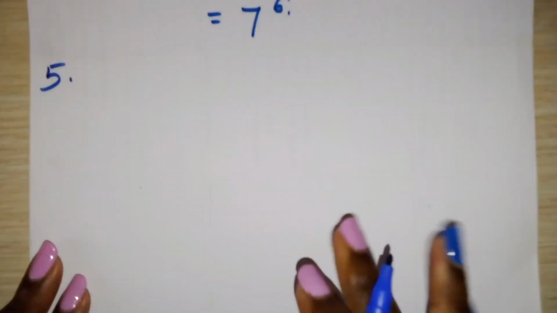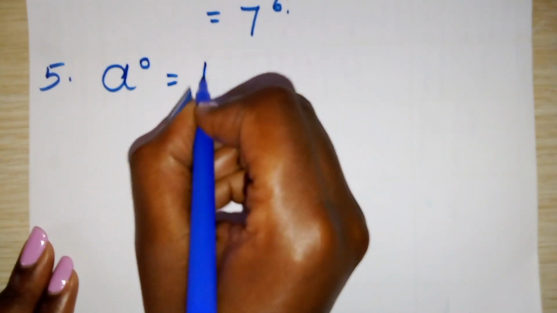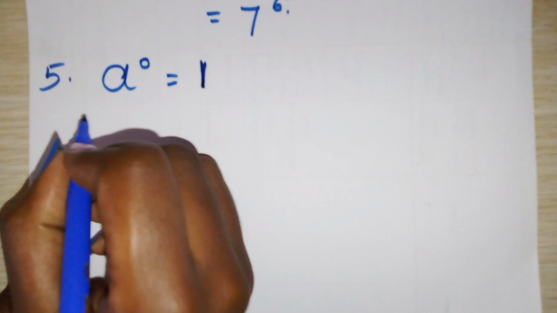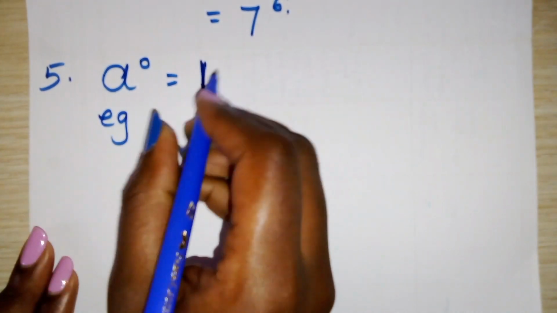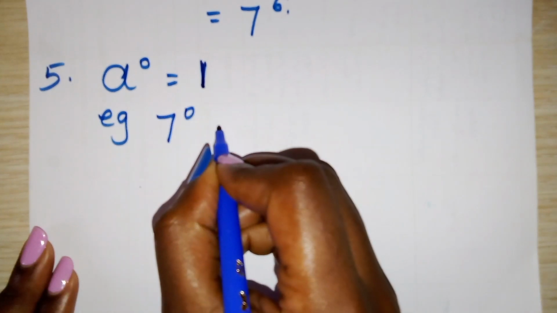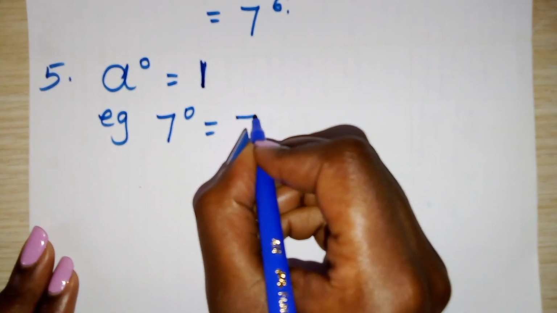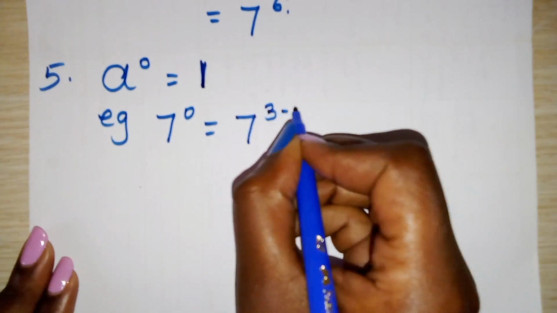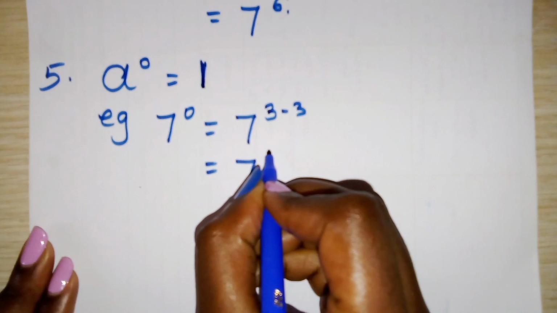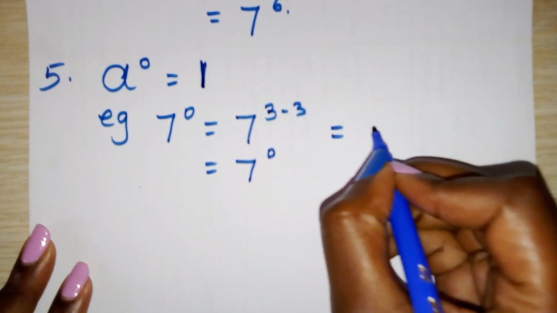Okay, the fifth law says a power 0 equals 1. So any number to the power 0 equals 1. For example, we have 7 power 0. So 7 power 0 could be, maybe we do 7 power 3 minus 3. Here you can take the same number, so you get 7 power 0.